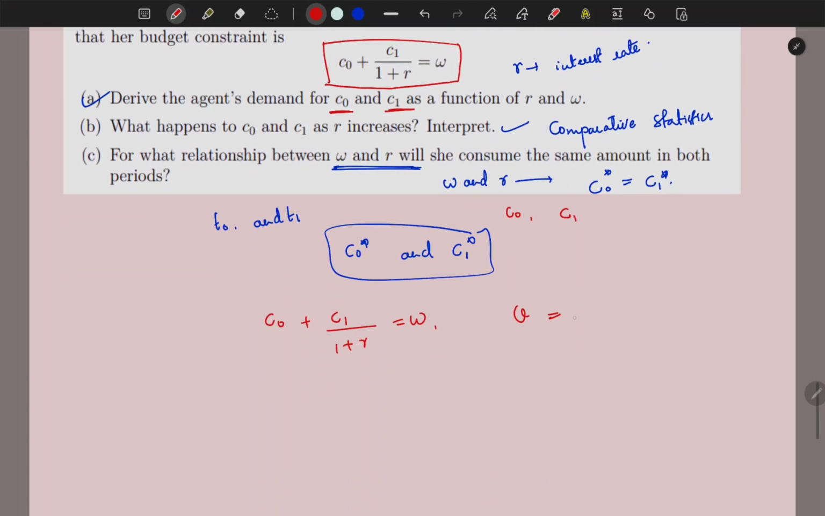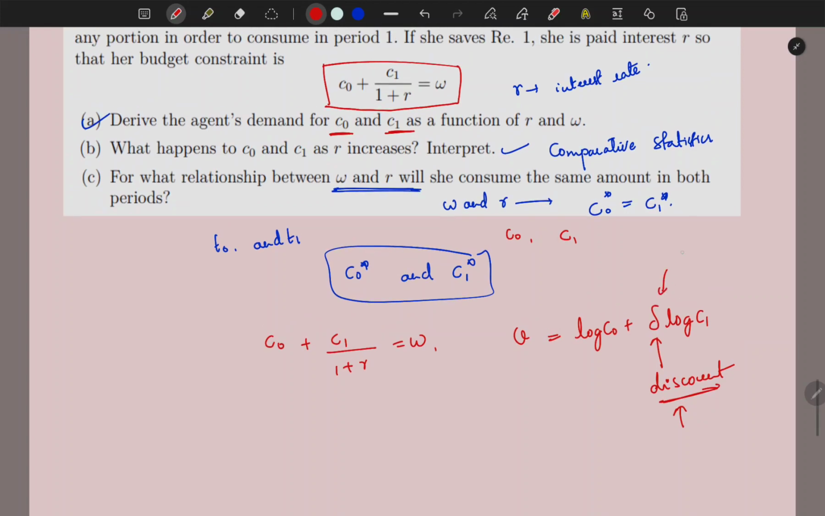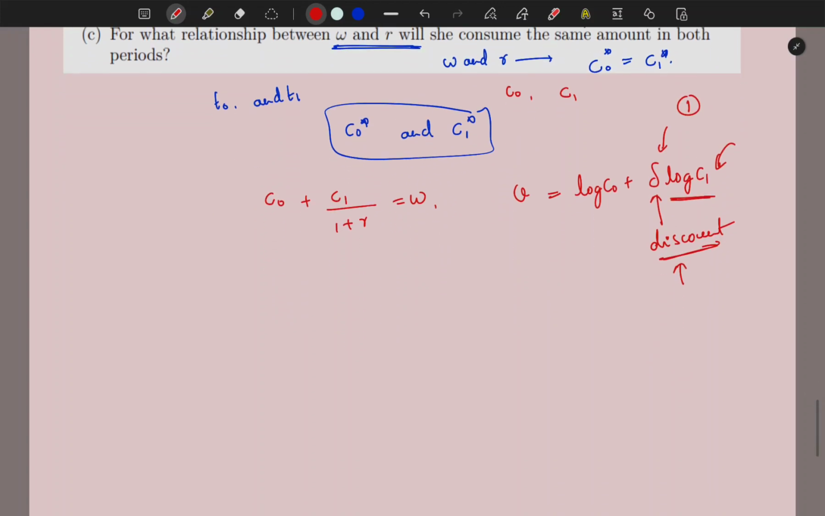log C0 plus delta log C1. Here, what is delta? Delta is the discounting factor, as we studied in the last video. If it's less than 1, he gets less utility from C1, depending on delta, than from what he consumes in the first period, when he is in the present.